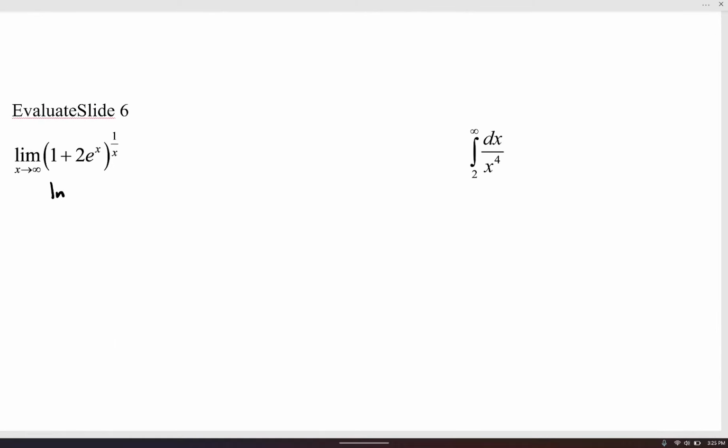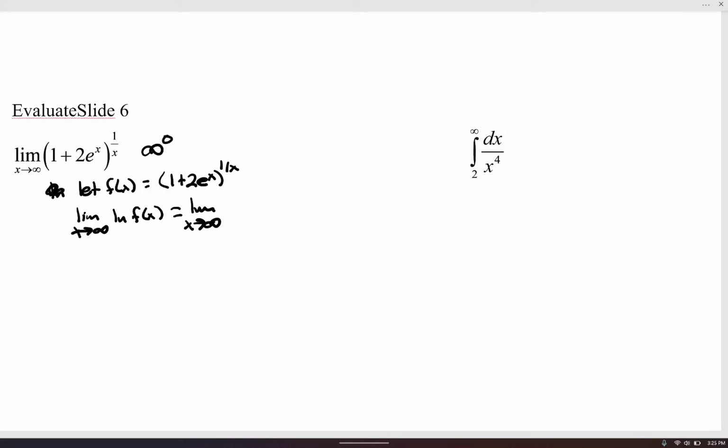Here we have the natural log. Let's do this. Let f of x equal this expression, (1 plus 2 e to the x) to the 1 over x. If we plug infinity into that, we have infinity to the 0. So we have the limit as x approaches infinity of natural log of f of x, which is the limit as x approaches infinity of the natural log of (1 plus 2e to the x) to the 1 over x. So now we have the limit as x approaches infinity of natural log of (1 plus 2e to the x) over x.